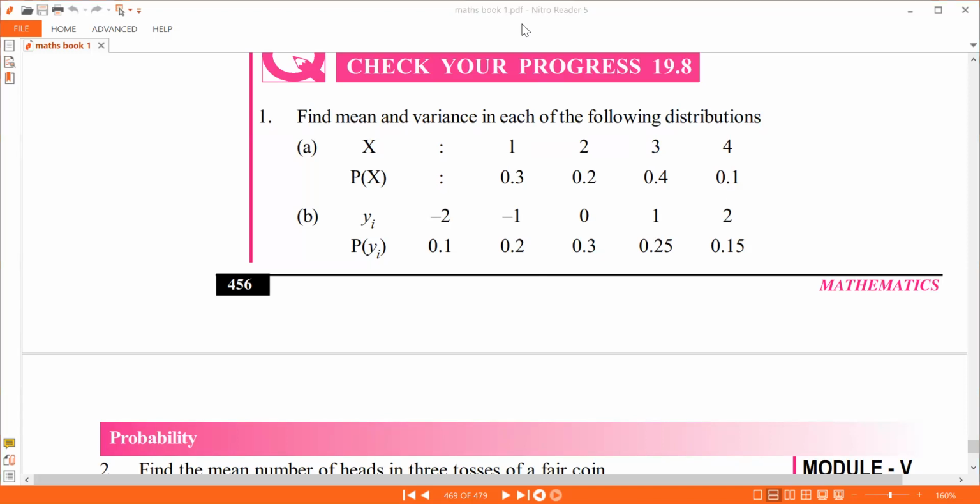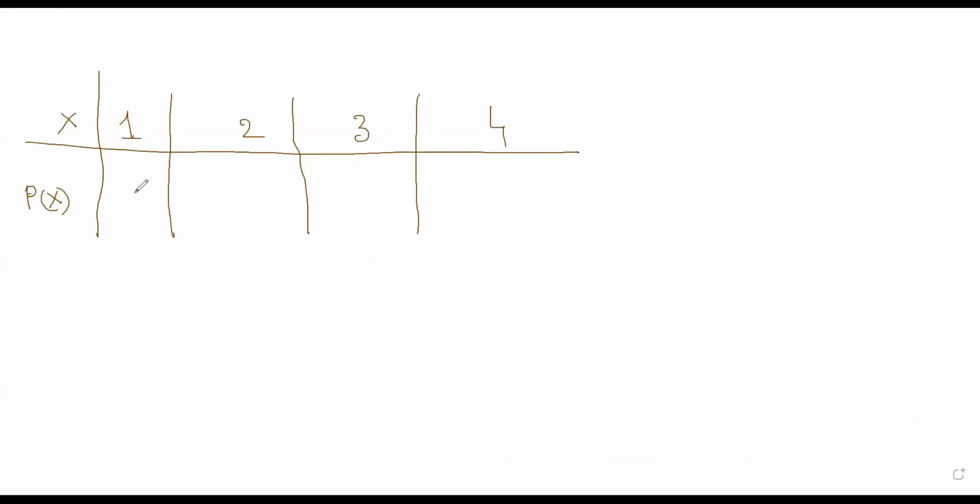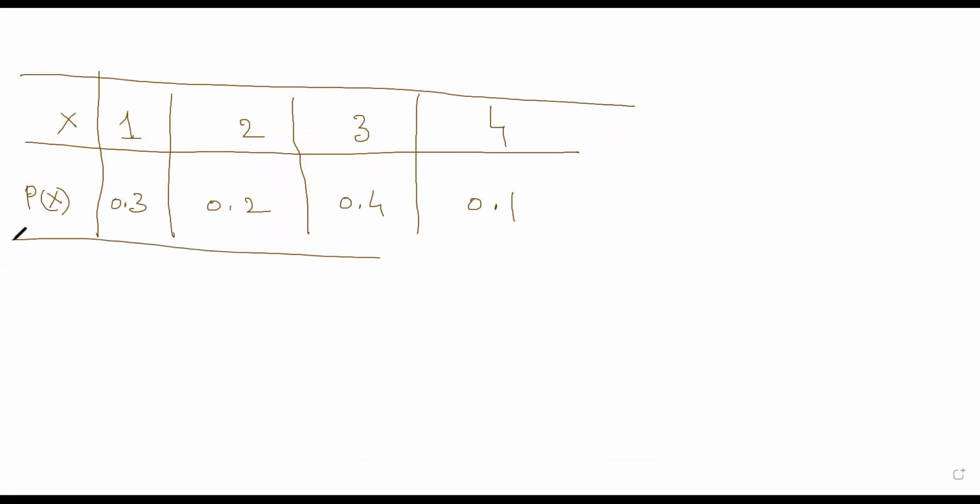0.3, 0.2, 0.4, 0.1. This is my p of x. We have to find mean and variance. Mean is, how to calculate mean?